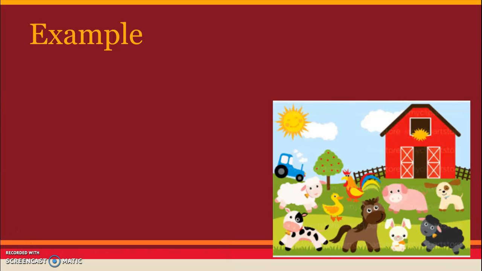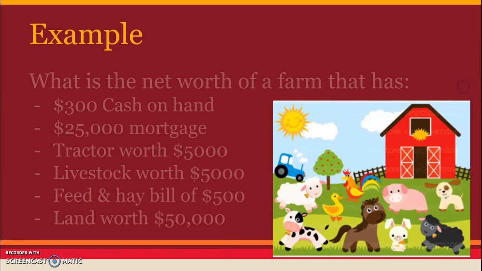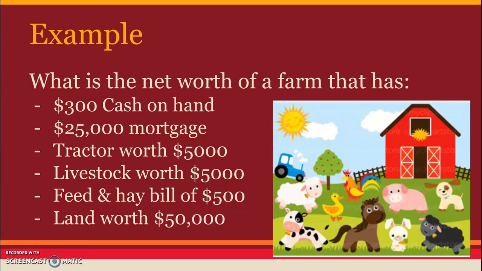I want to walk through this example right here. So we're going to work through it together and find the net worth of this particular farm. This farm has $300 cash on hand, a $25,000 mortgage, a tractor worth $5,000, livestock worth $5,000, a feed and hay bill of $500, and land that's worth $50,000.